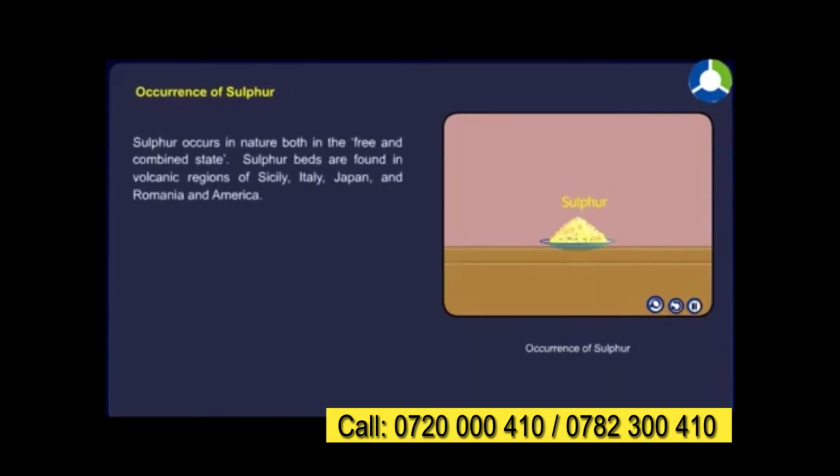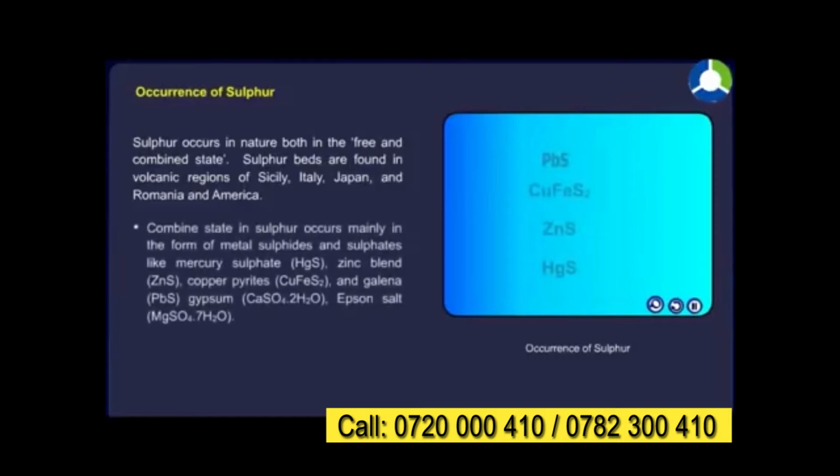Sulfur occurs in nature both in a free and combined state. Sulfur beds are found in volcanic regions of Sicily, Italy, Japan, Romania, and America. In the combined state, sulfur occurs mainly in the form of metal sulfides and sulfates like mercury sulfate, zinc blende, copper pyrites, galena, gypsum, and Epsom salt.